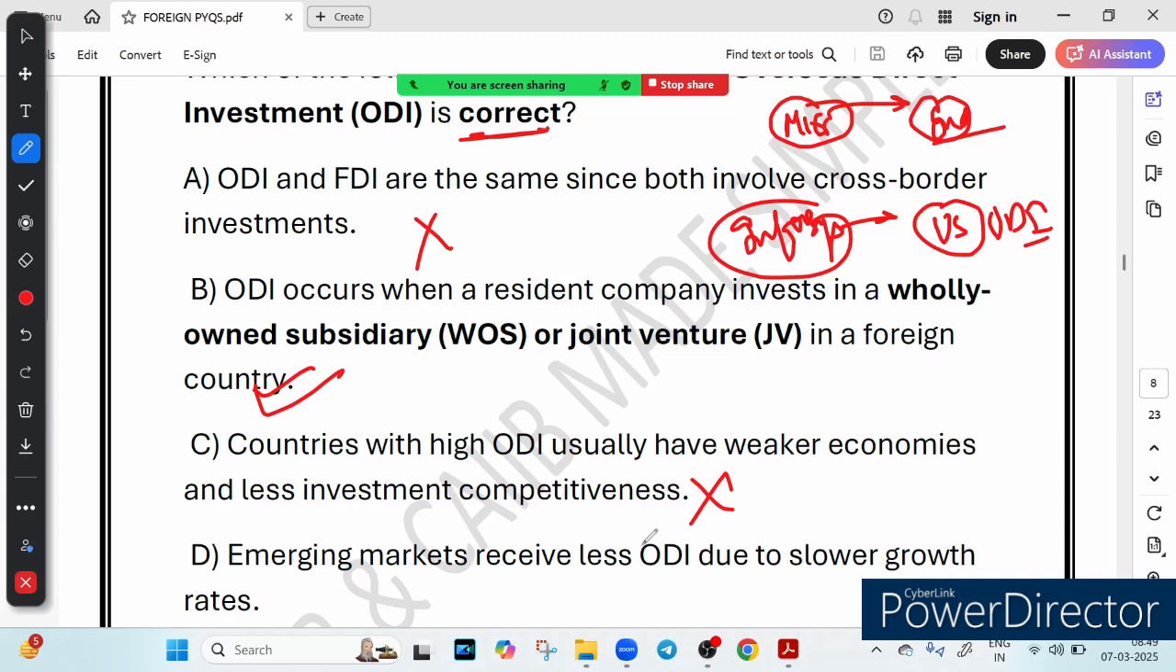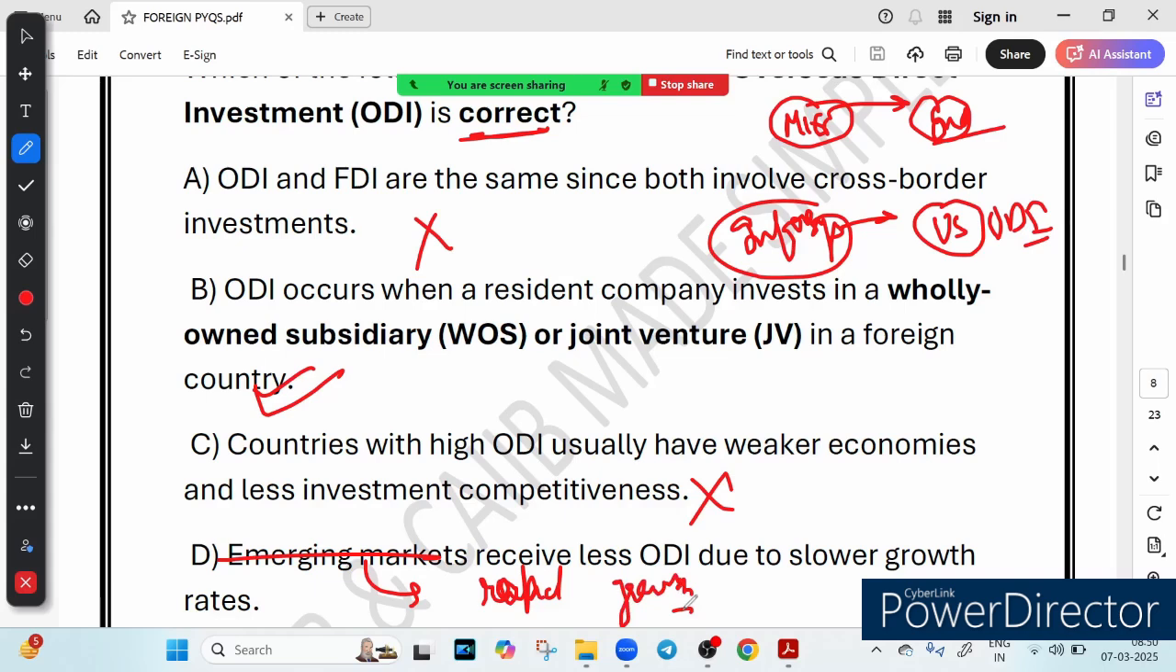Option number D, emerging markets receive less ODI due to slower growth rate. So what do you think? Is it correct? This is wrong. This is also incorrect, because emerging markets often attract more ODI because they offer rapid growth opportunity, making them attractive for investment. So the correct answer to this question is option number B.